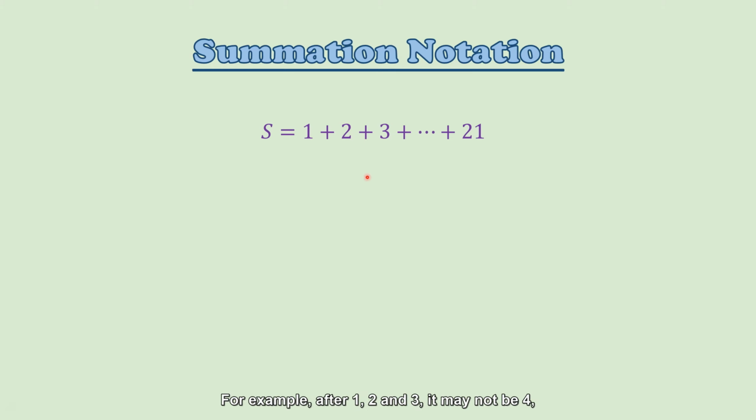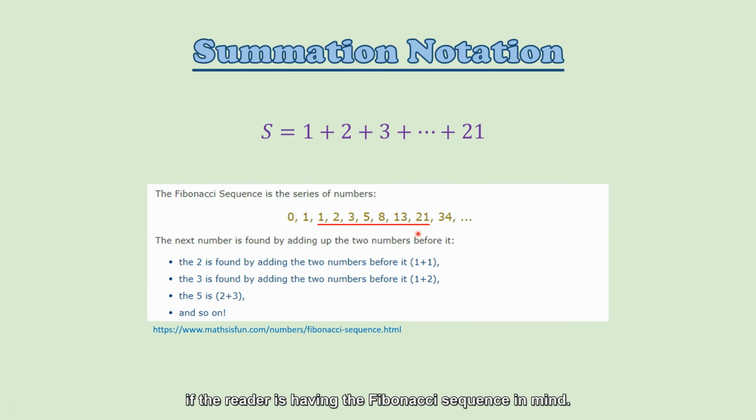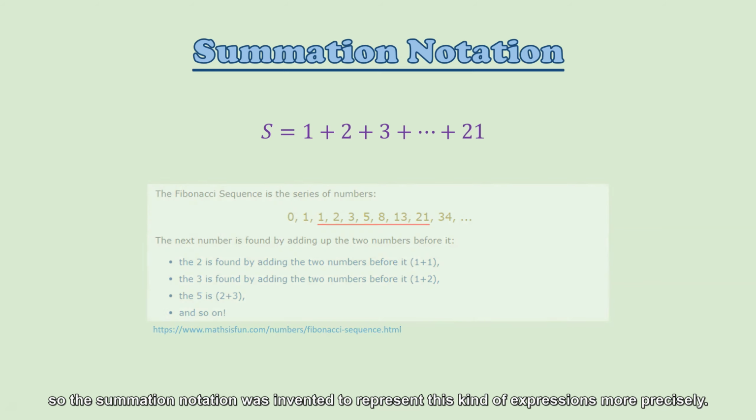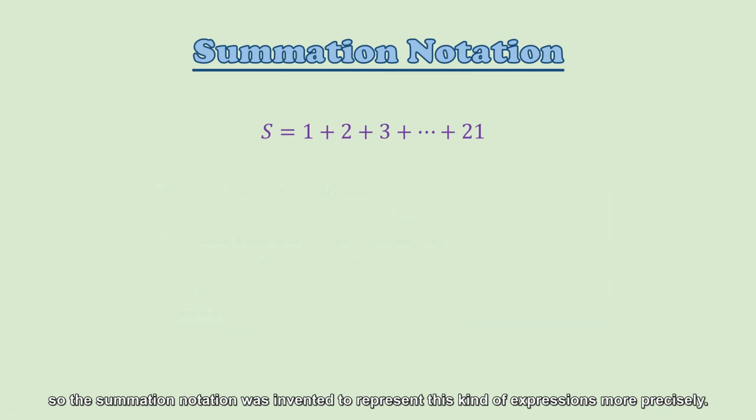For example, after 1, 2, and 3, it may not be 4, if the reader is having the Fibonacci sequence in mind. In other words, this "..." sign leaves ambiguity in the expression, and this ambiguity is definitely undesirable in mathematics. So the summation notation was invented to represent this kind of expressions more precisely.